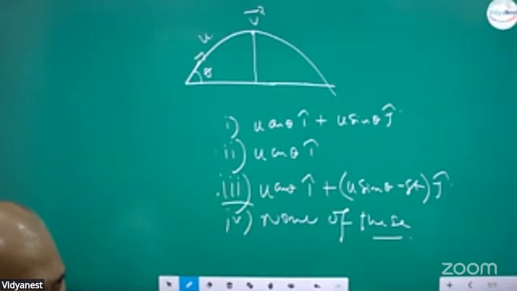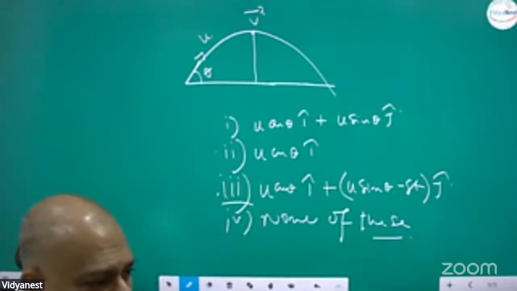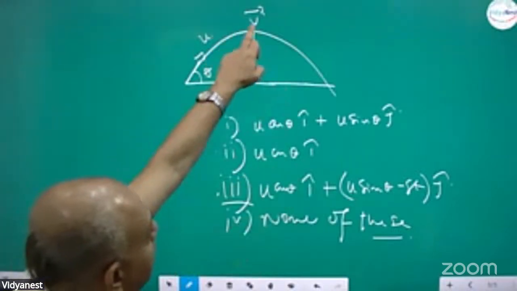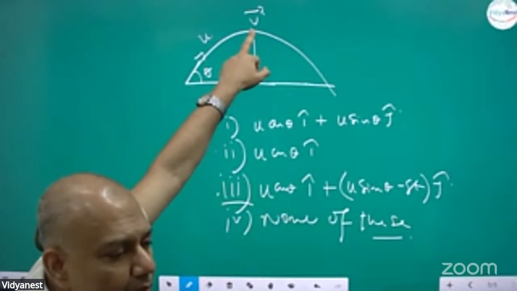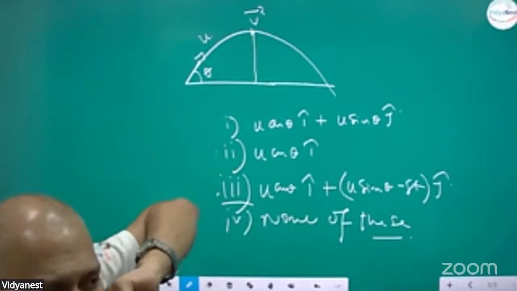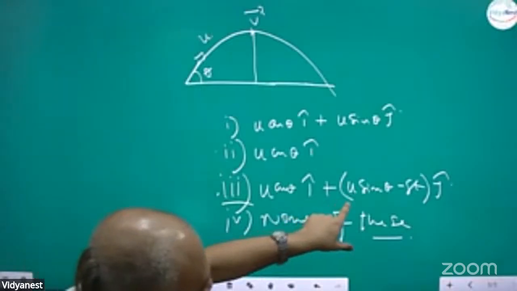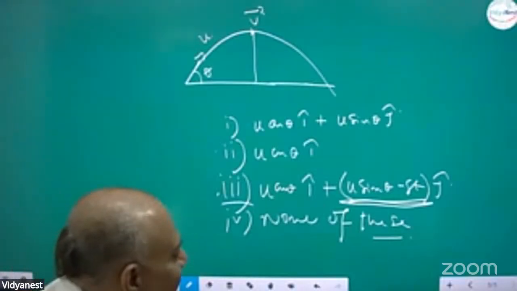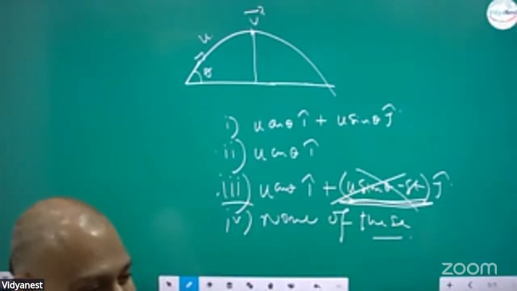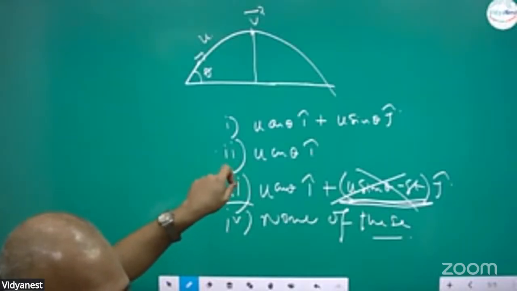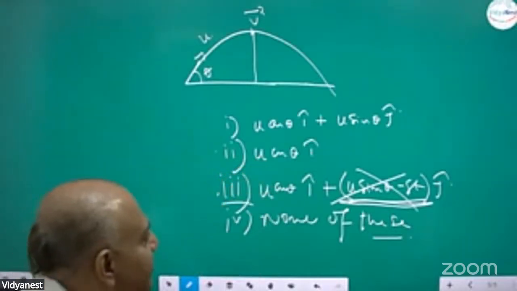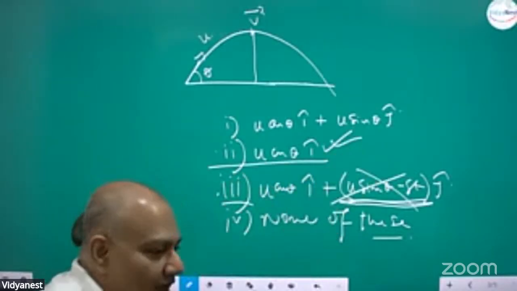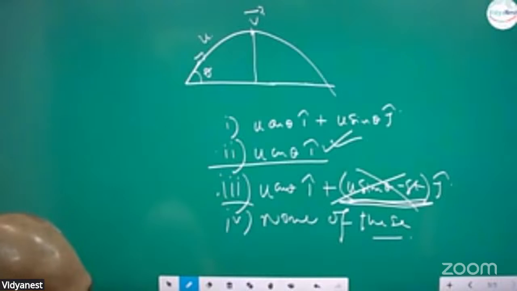Okay, no problem. Just listen. Just see, at the top point, is there any vertical component existing? No, sir. So is there any existence of this u sin theta minus gt? No, sir. So this part is 0. So which option is correct? Option 2, right? Very good. Understood? No problem. So this is just a simple example.